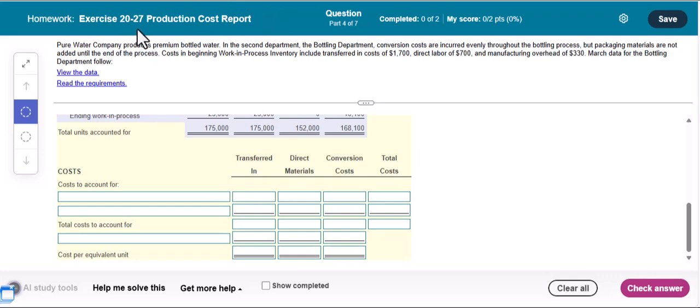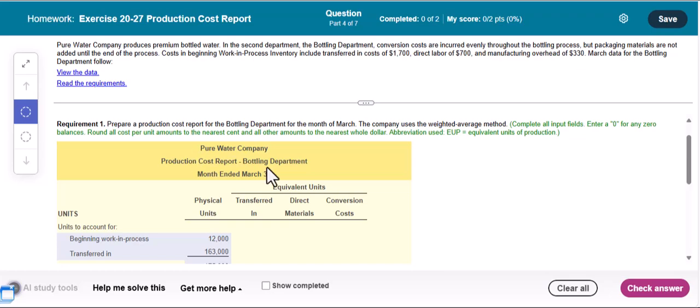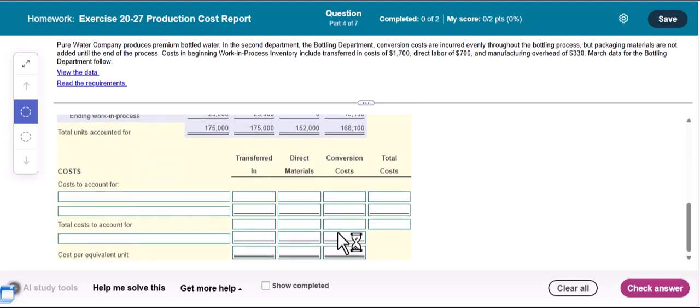Exercise 20-27, Production Cost Report, Part 2. So we're doing the production cost report for the second department. In this case, the department is the bottling department. And we've already done the equivalent units in the previous video. So now we're going to work on the costs.